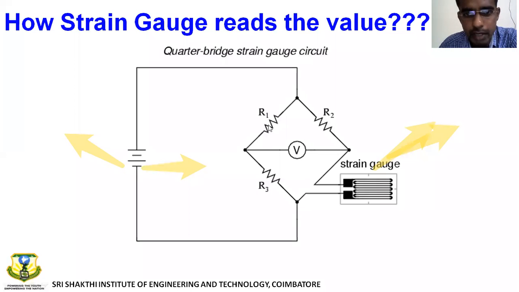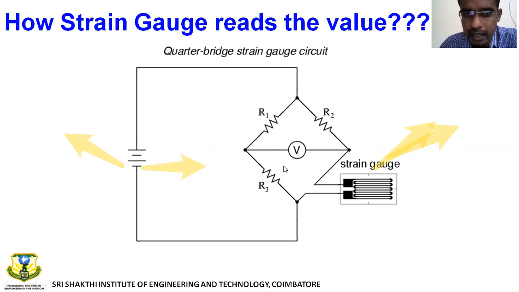Here R1, R2, R3 are constant resistances. Their values are not going to change. Whereas in the fourth arm, the strain gauge or the potentiometer, whatever resistance variation transducer you connect, according to the physical quantity, the resistance is going to vary. When the resistance varies, the voltage drop across this arm, you can see my pointer, is going to vary.